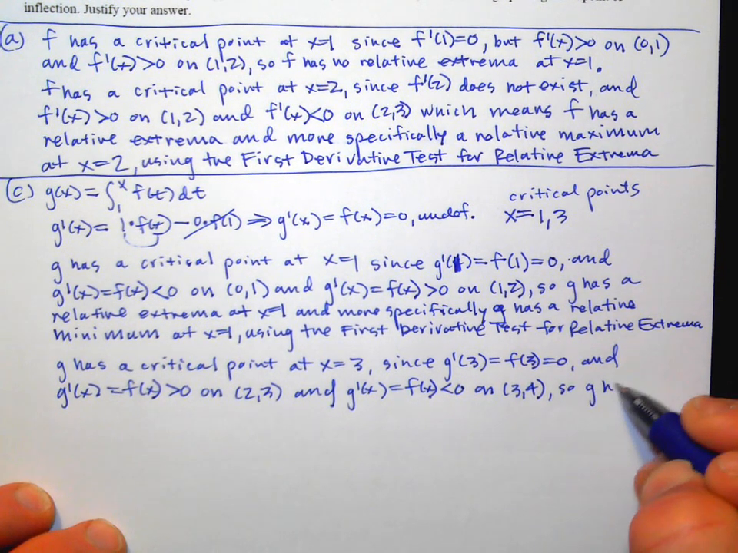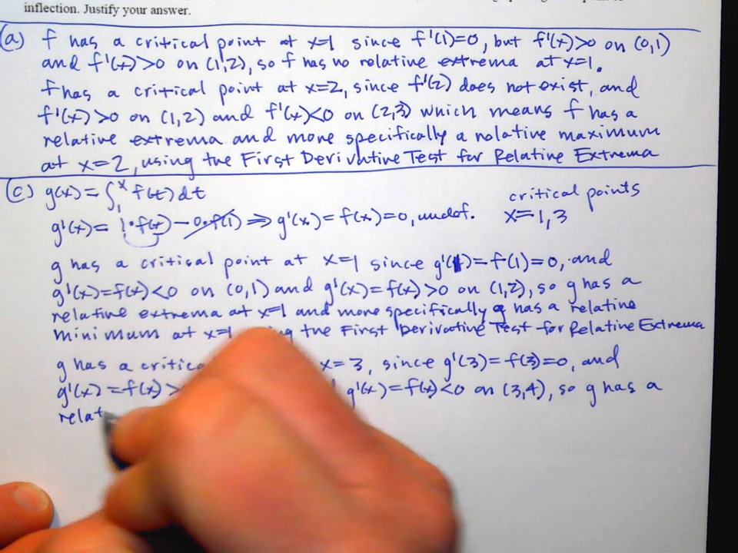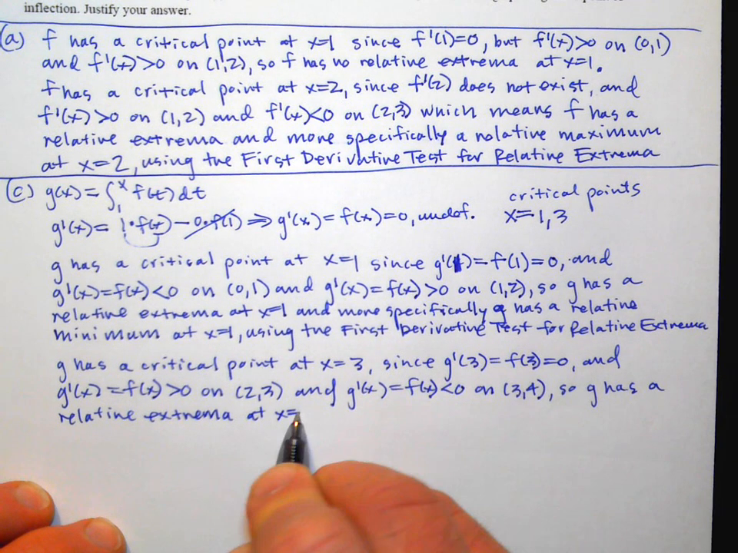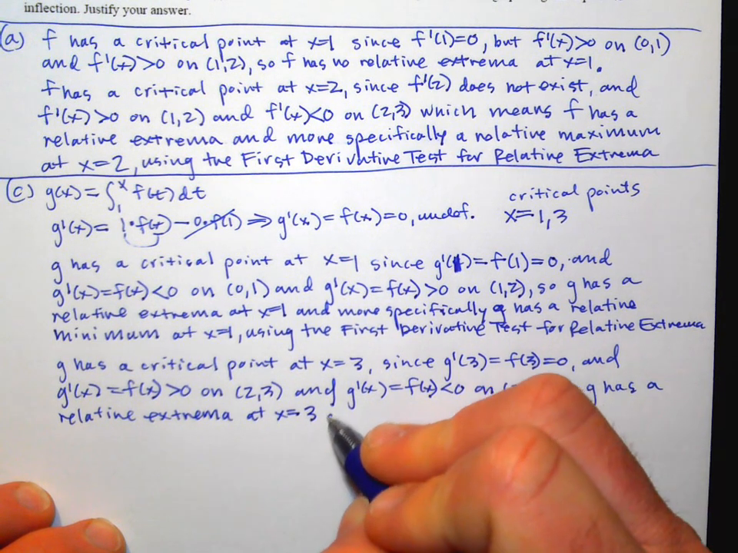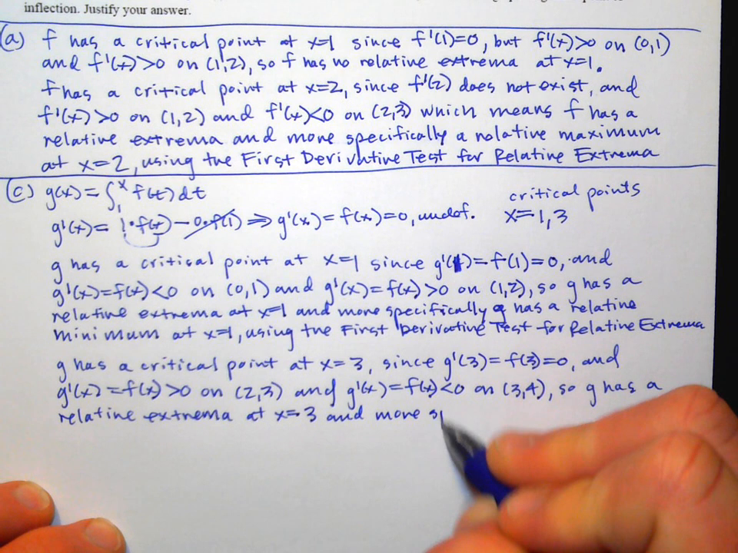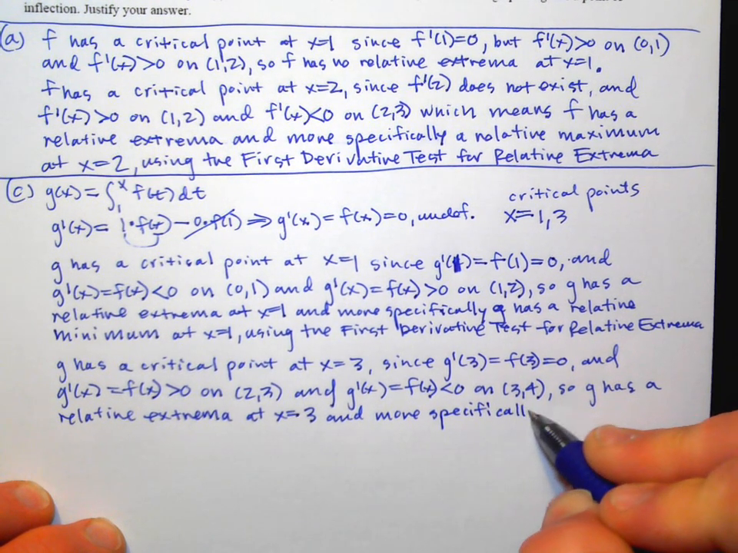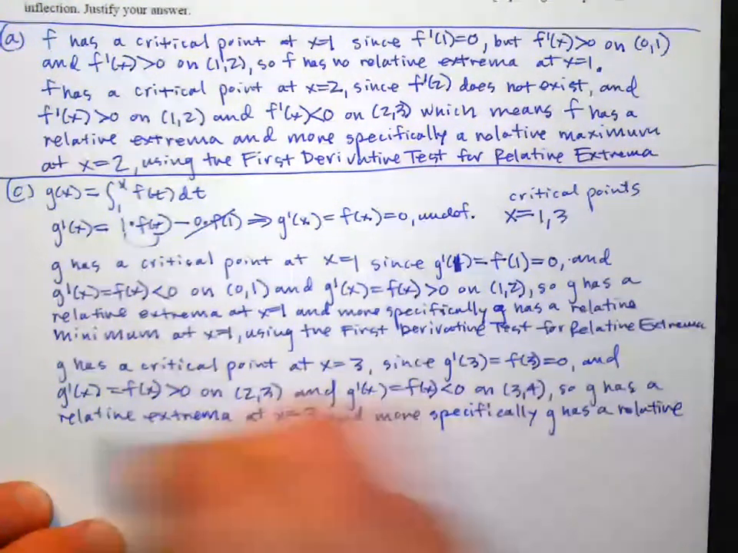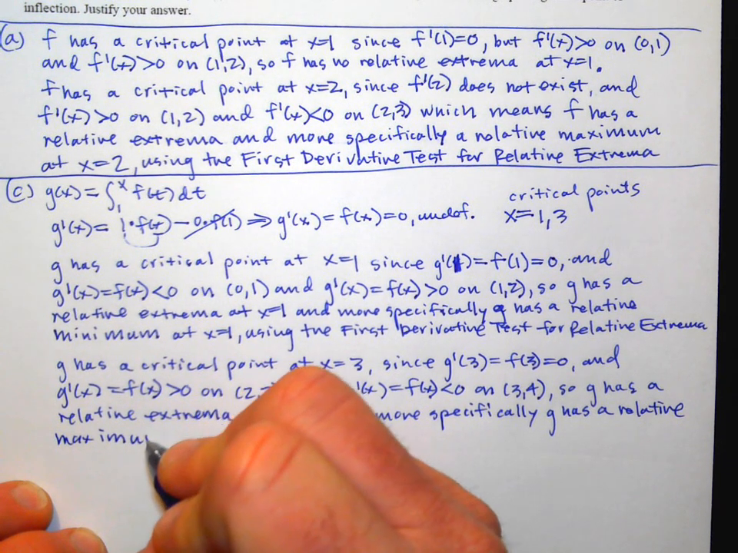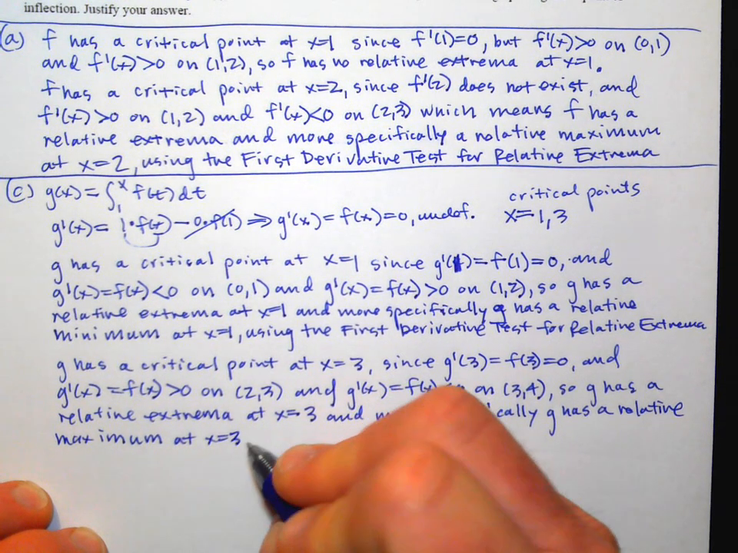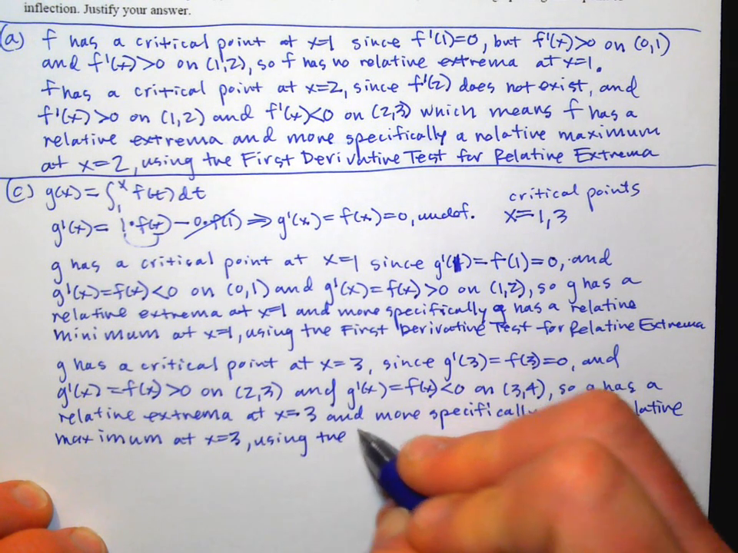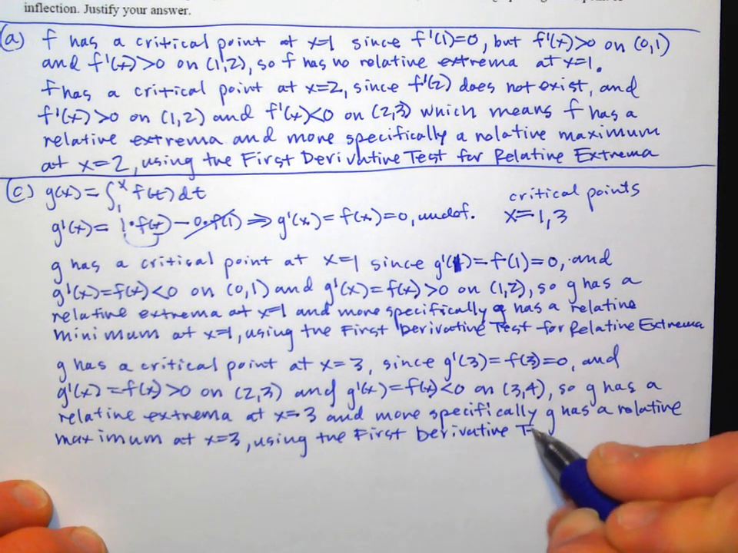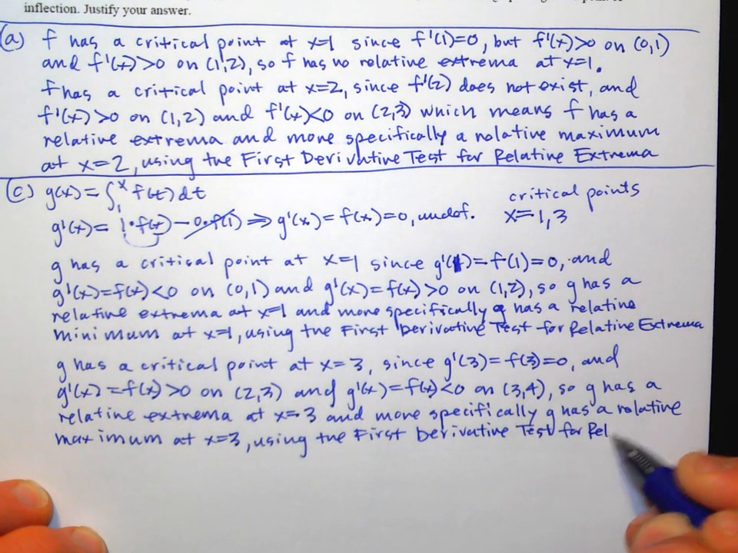So G has a relative extrema at x equals 3, and more specifically, G has a relative maximum at x equals 3 using the first derivative test for relative extrema.